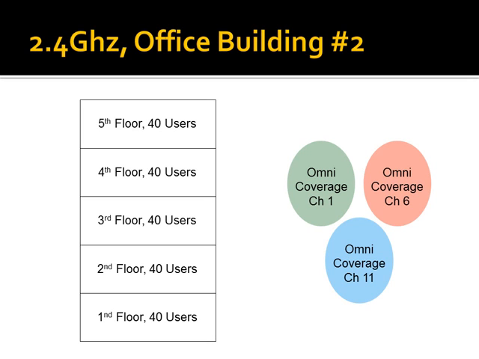Okay, so what do you think? 5-story building, 40 users. How many APs do we need first off? We need 10, right? 2 per floor. Now the big question, how do you assign channels?